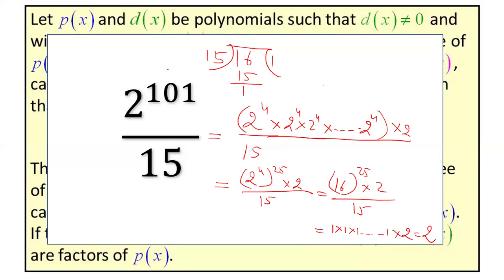So what we did, we broke 2 power 101 into a number near 15, which is 2 power 4. 2 power 4 is 16. 16 divided by 15 gives remainder 1, and 1 will come 25 times. Multiplied by 2, it gives us 2. So the remainder of 2 power 101 divided by 15 is 2.